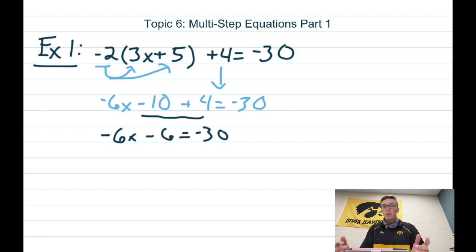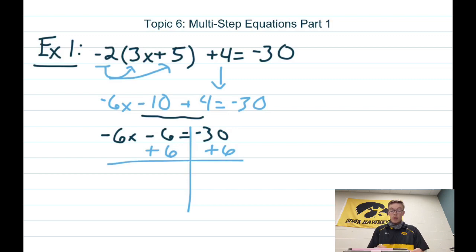Now, we're in the two-step equation part. We're right where we were the other day. So now we're going to use our inverse operations. So we're going to plus 6, because we need to get rid of our constant first on both sides. And then that gets us, on the left-hand side, negative 6x. On the right-hand side, we're going to be left with a negative 24.